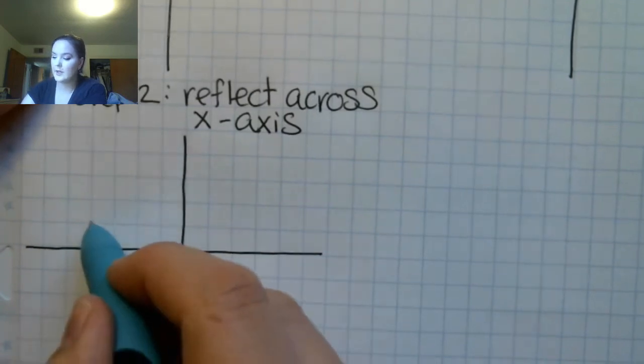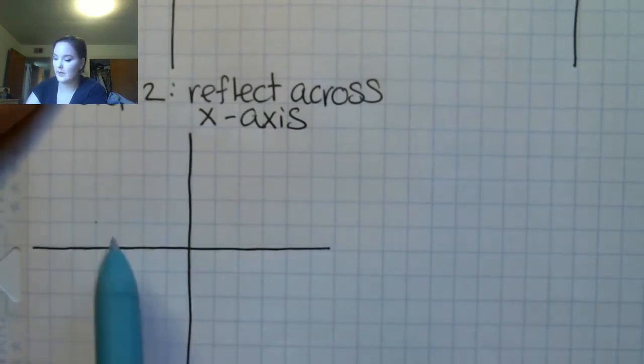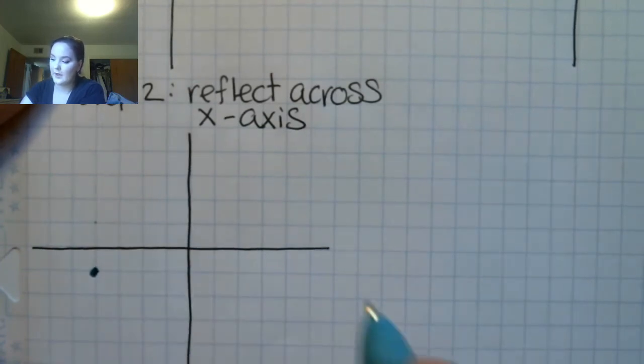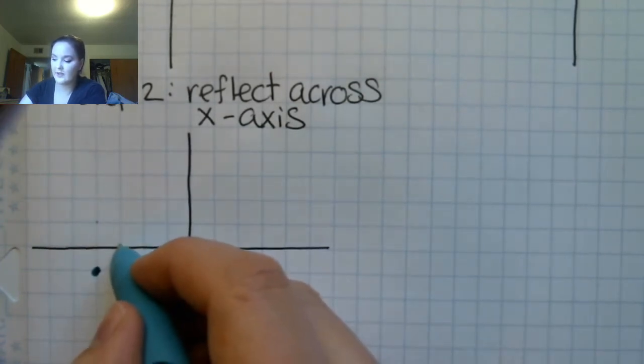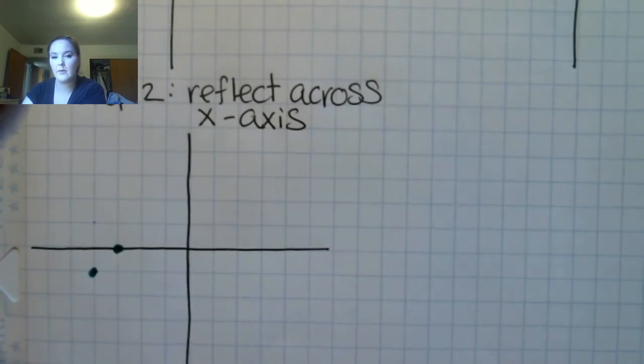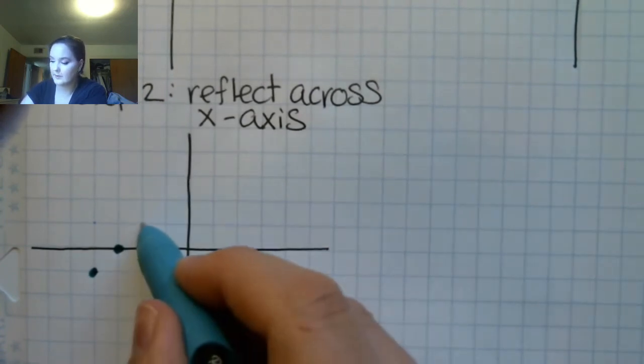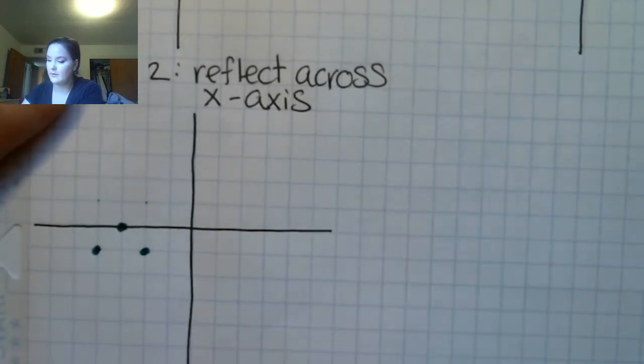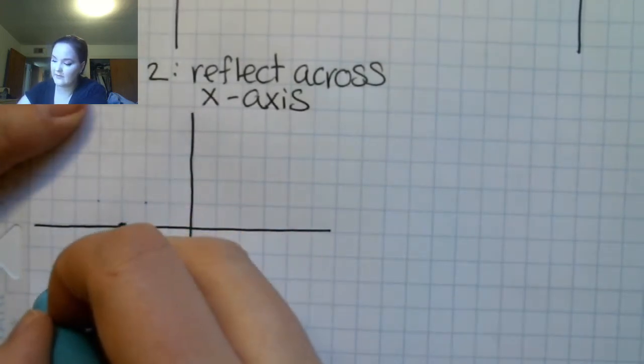So I had a key point that was here. I'm going to reflect it down. I had a key point that was here. When you reflect it, it stays the same. And then I had a key point that was here. I'm going to reflect it down. And then draw my V-shaped graph.